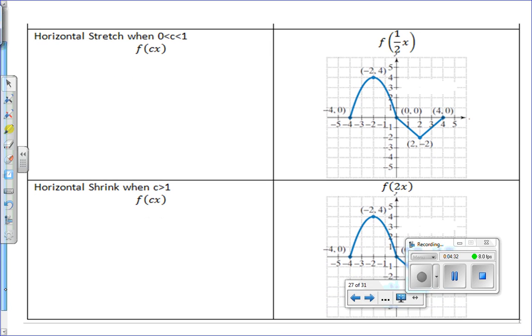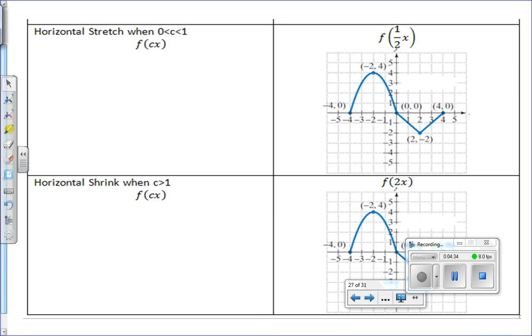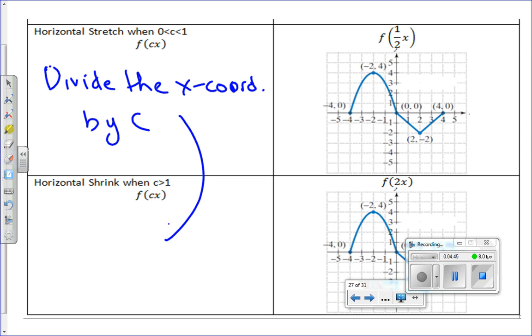Horizontal stretches and shrinks. Here I'm going to now divide the x coordinates by c, and that's going to happen for both of these cases. Notice when we have a 1/2 right here, that means I will divide all the x coordinates by 1/2. And that's the same as multiplying by 2. I would rather multiply by 2 than divide by 1/2. This makes an easier computation.